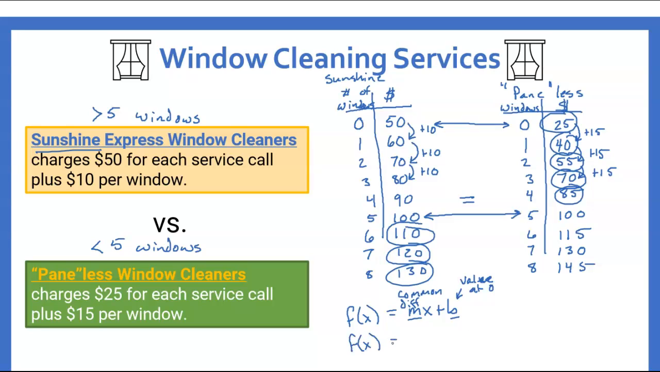Well, our common difference for Sunshine was plus 10 each time, right? So 10x. And then our value at 0 was 50. And now it makes a little more sense why I had us do a value at 0, because it makes the equation much easier. If we do Painless windows as g of x, we do the same pattern. 15 is our common difference, so 15x. And 25 is our value at 0, add 25. So there are our 2 equations. I'm going to take those 2 equations and put them over in Desmos and see what we get.